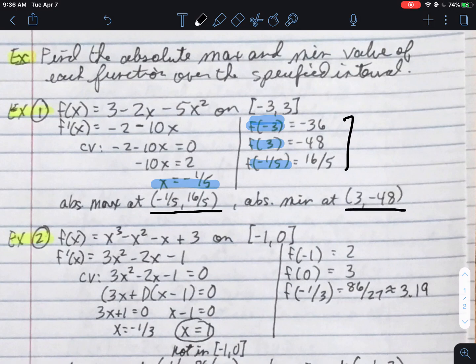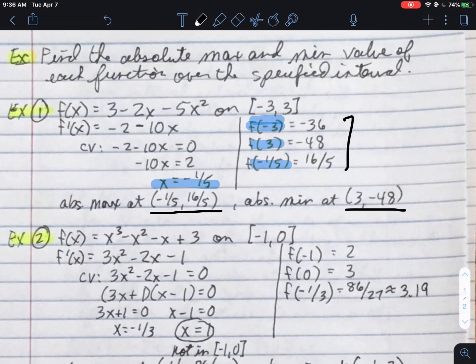Now again, just be careful of the way the question is worded. If we're asked for the absolute maximum or the absolute minimum value, that would be the y value. That would be the y coordinate of those points. If we want to know where that occurs, then you could either give the x coordinate, or as we've done here, you can give the entire point.